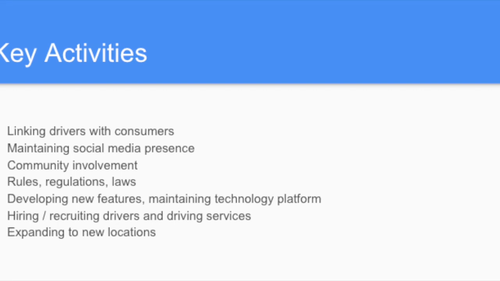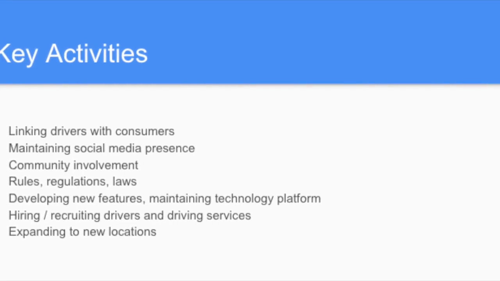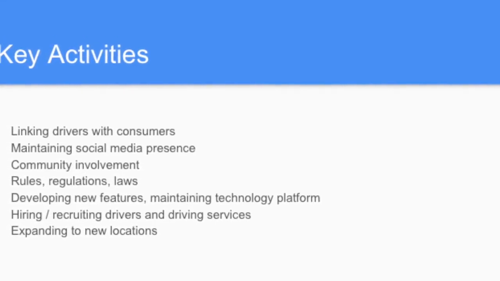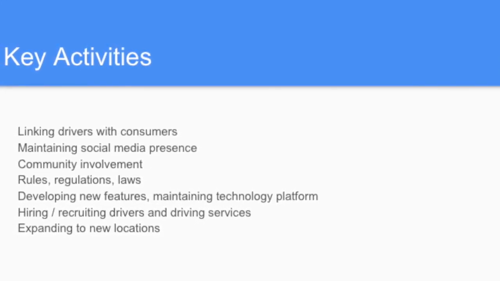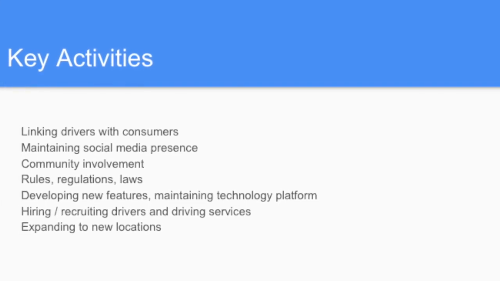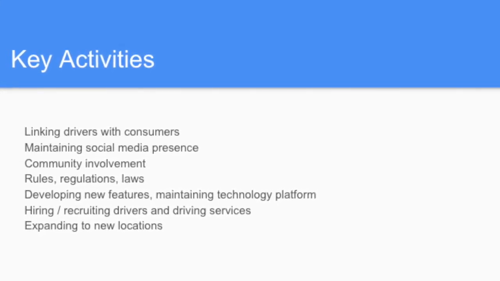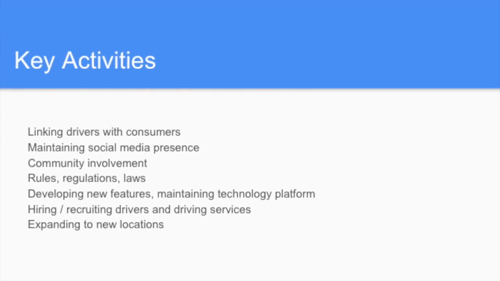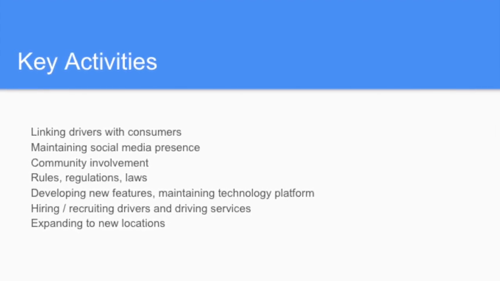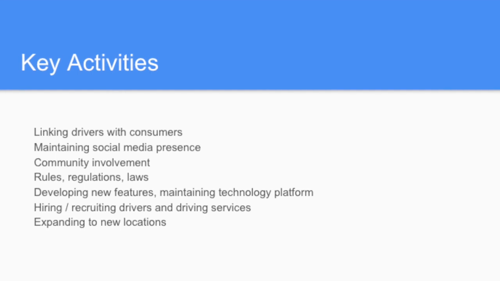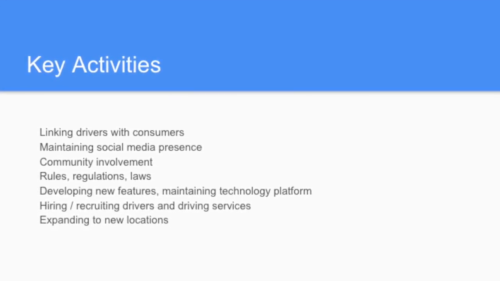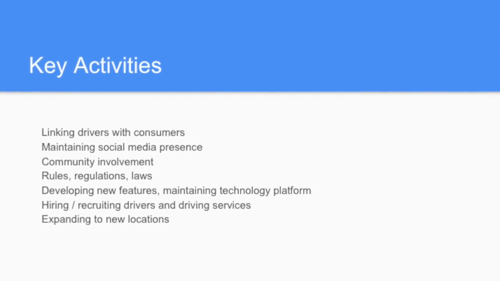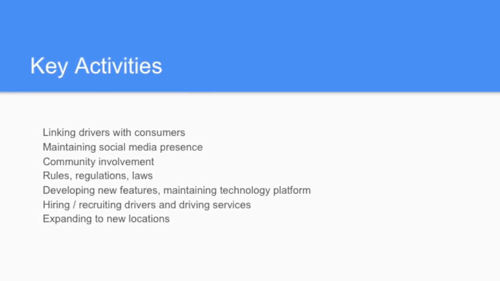So, taking a look at the key activities. These key activities are internal operations that Uber performs on a daily basis to maintain a presence in the ride-sharing market. These are as listed below. We have linking drivers with consumers, maintaining social media presence, community involvement, rules, regulations, and laws, developing new features and maintaining technology platforms, hiring and recruiting drivers and driving services, and expanding to new locations.